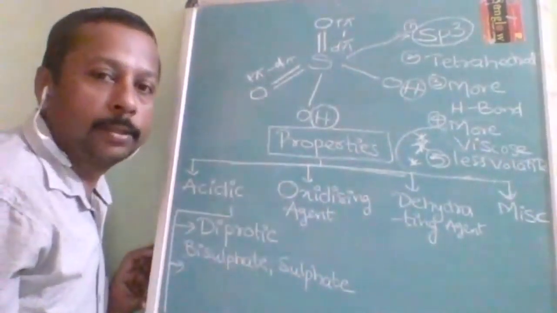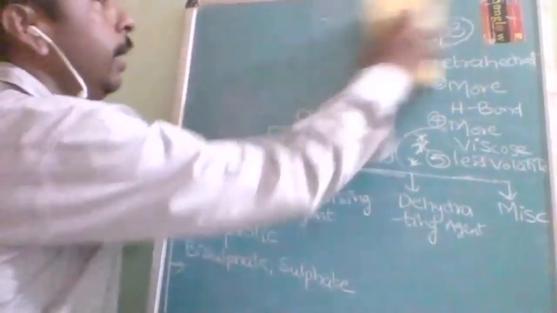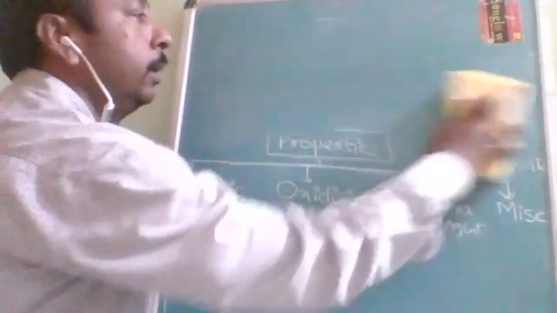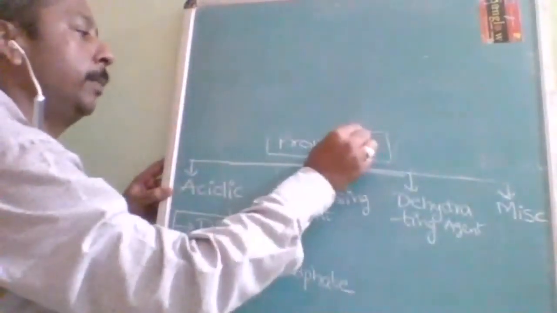Any doubts about the structure? I don't think any doubt is there. Sulfuric acid: sp3 hybridization, tetrahedral, no lone pair, and d pi p pi bonds.